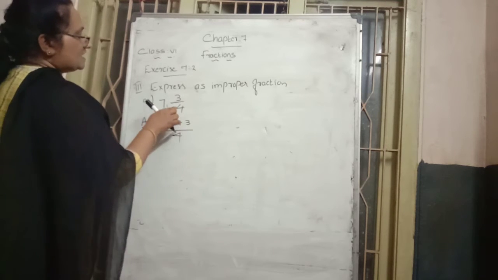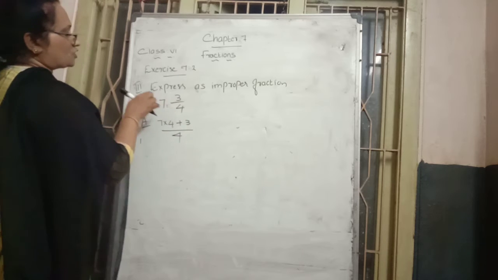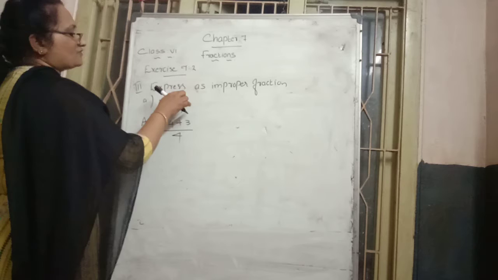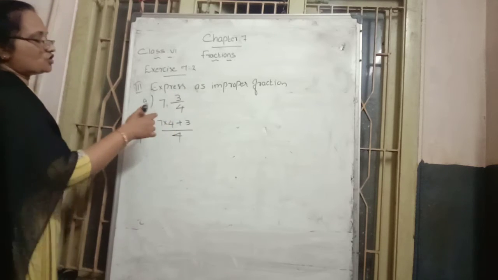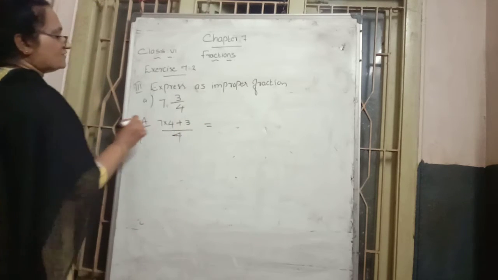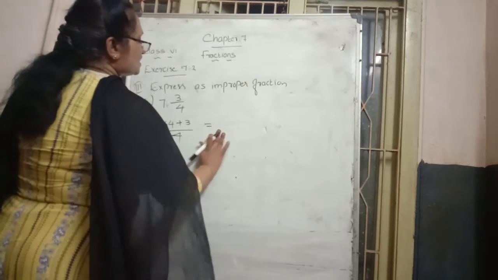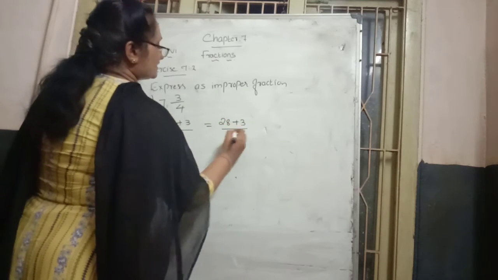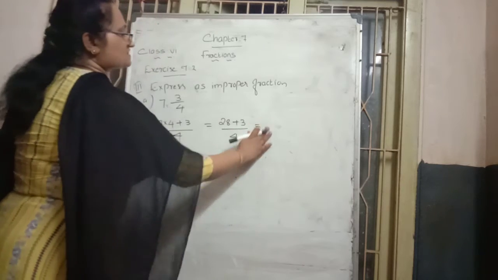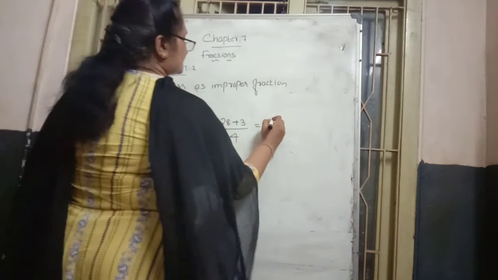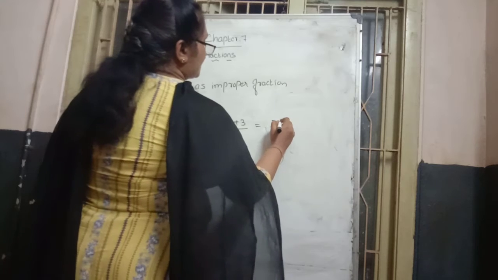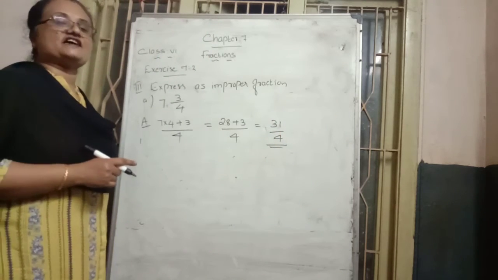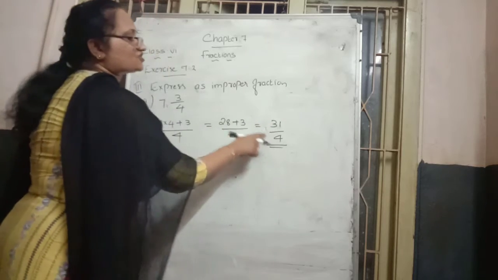So in the proper fraction, the denominator is multiplied with the whole number and added with the numerator, over the same denominator. First, 7 into 4 comes to be how much? 7 fours are 28, plus 3, whole divided by 4. 28 plus 3 comes to be 31. 31 by 4 is the answer. See, is it an improper fraction? Yes. Why? The numerator is greater than the denominator.